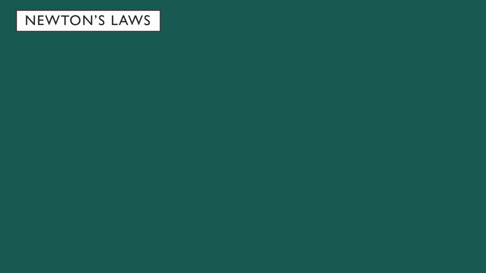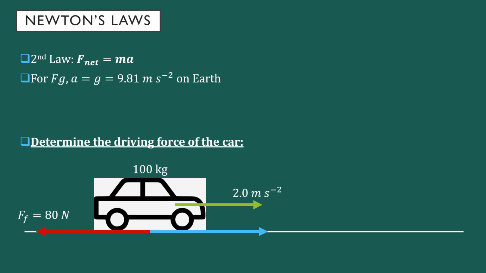All right, now we have Newton's second law. This is simply F equals ma. I just added this here for on Earth, your a, the gravitational acceleration, would be 9.81. That's on the exam formula sheet. So I just made a question here that we can apply this formula to. We know the car's mass. I've drawn the frictional force and the driving force.